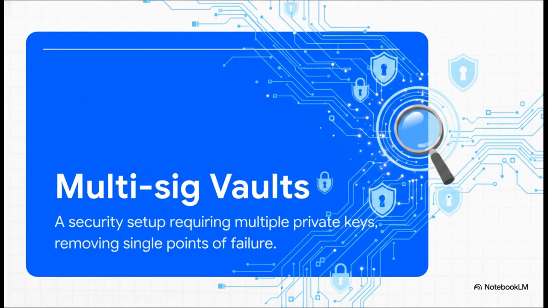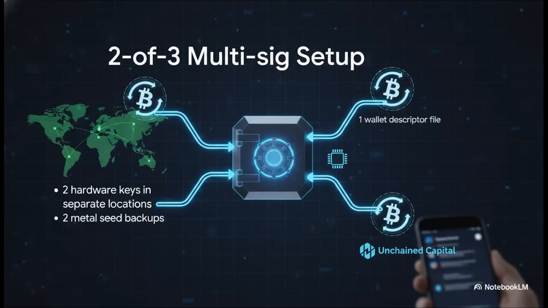This is an institutional-grade security setup requiring multiple private keys just to authorize a single spend, which effectively removes any single points of failure from your security architecture. To actually see this in practice, let's look at a collaborative 2 of 3 setup offered by Unchained Capital. In this model, you hold 2 hardware keys in completely separate geographic locations, backed up by metal seeds, while Unchained holds the 3rd key. But here is the ultimate key to your sovereignty.